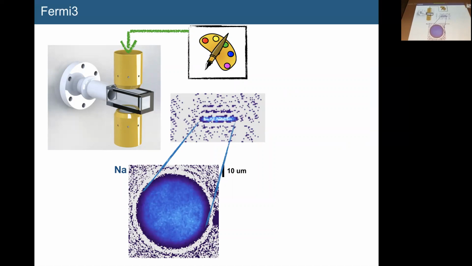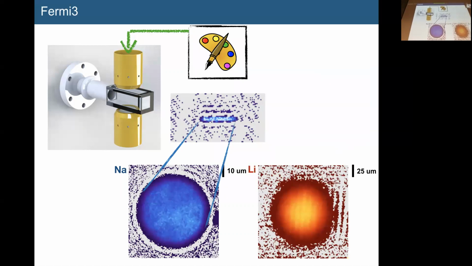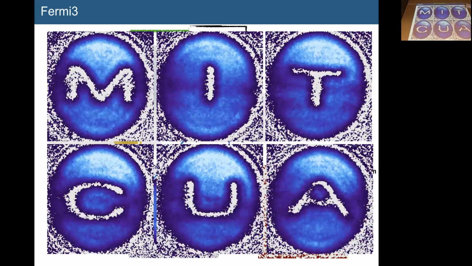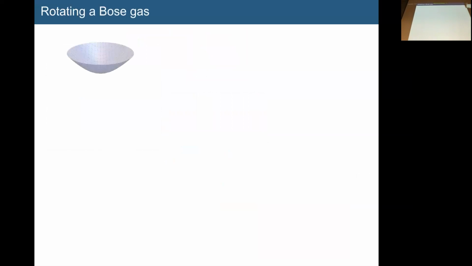So this is a 2D Bose gas seen from below. We also have lithium now in this system. And of course, whenever you build a machine with arbitrary potential projection, it's mandatory that at some point you write something in the BEC. So this is my token gesture towards that. But this is completely generalizable. You can make any letter that you like.